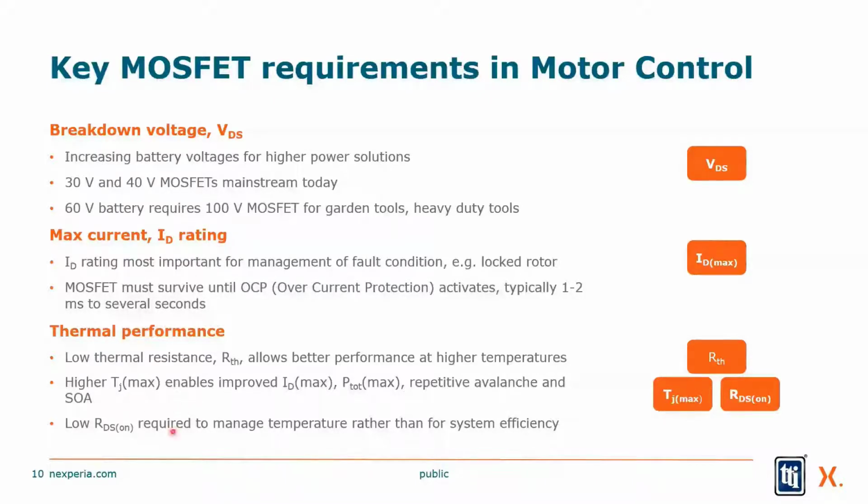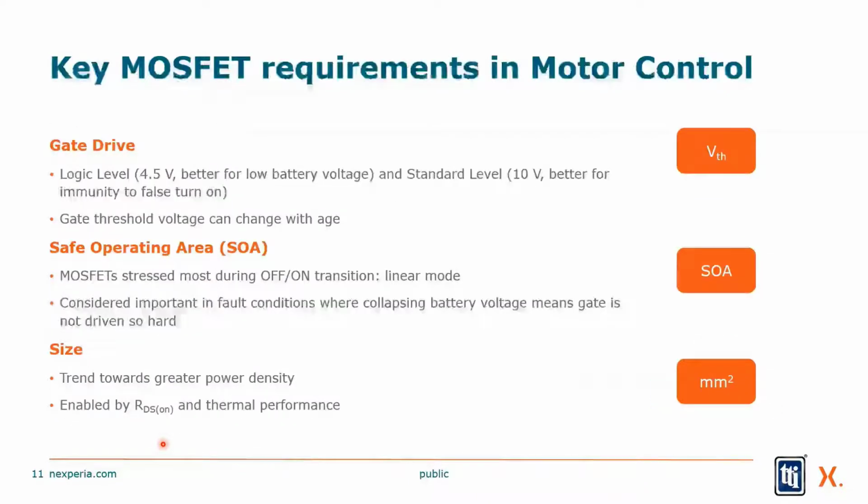And then finally, I want the lowest RDS on I can get just to manage the temperature. I want to make sure that I'm not creating heat in the MOSFET that I have to get rid of as well. I'm losing efficiency and I'm creating heat that's going to make my thermal solution that much more difficult.